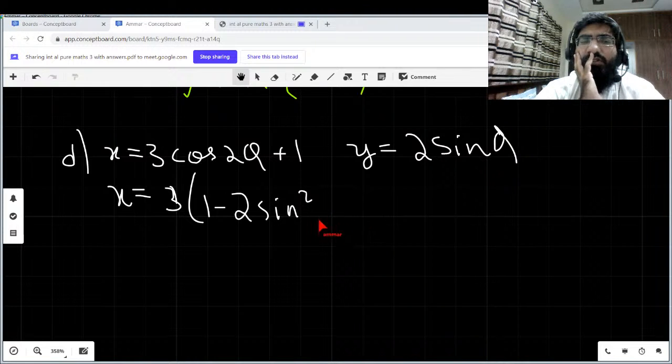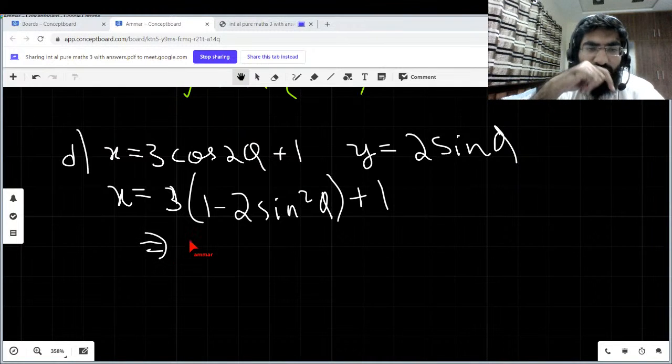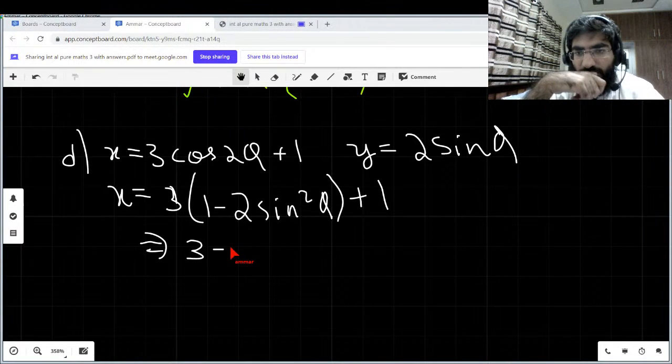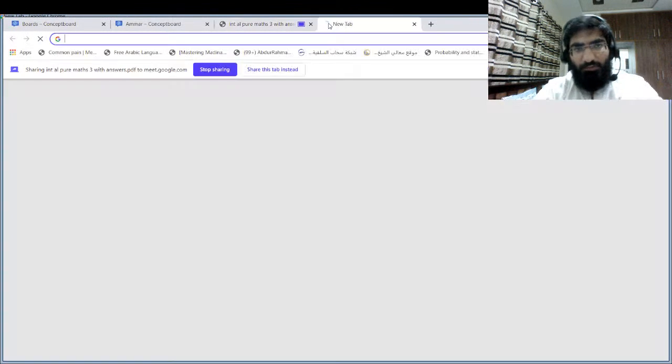Are you given this formula in your class tests? It's in the booklet. Oh, you're right. But we are given it in the exam. We asked the teacher. I don't think I can remember this. 6 sine squared theta plus 1. Let me quickly check the booklet.